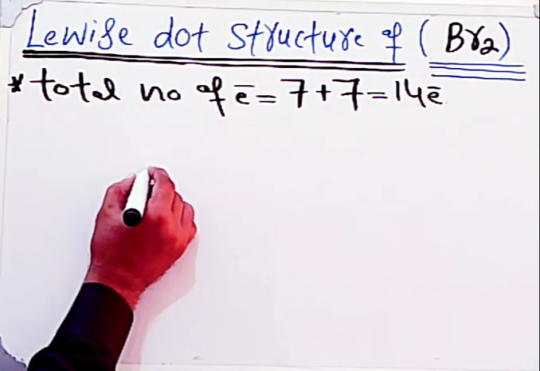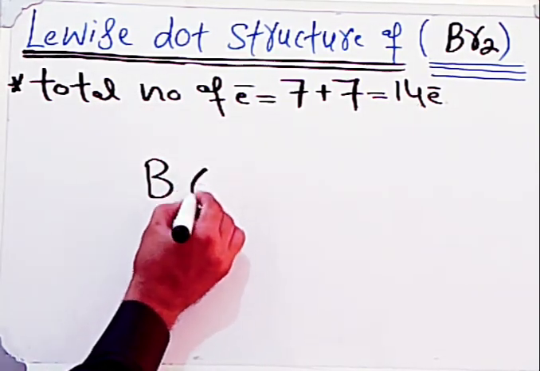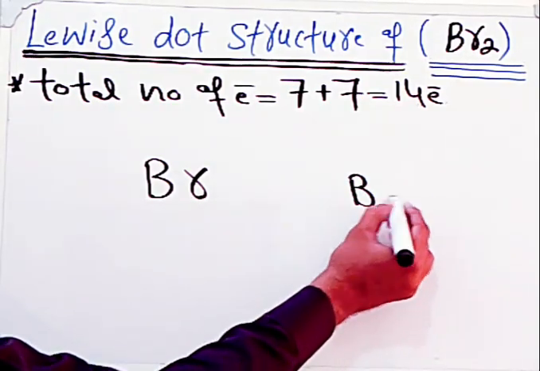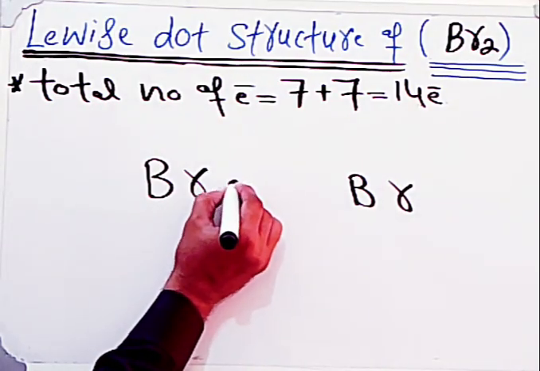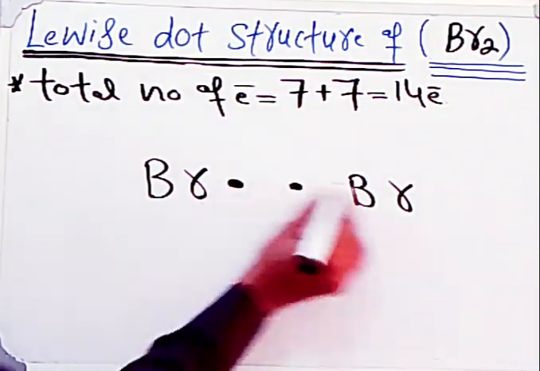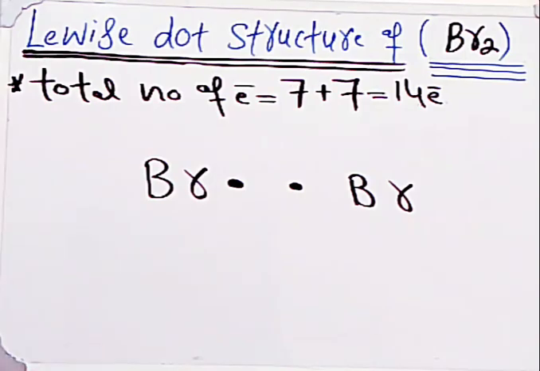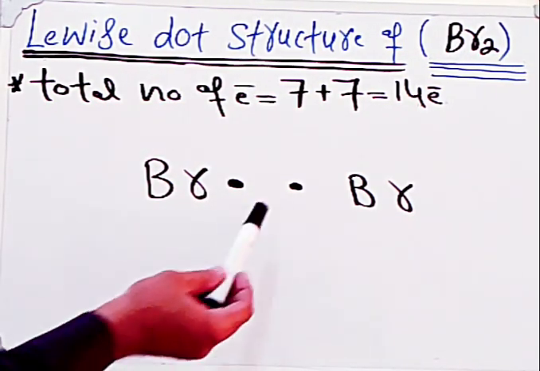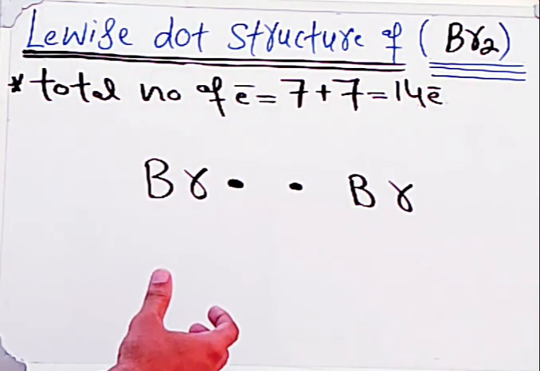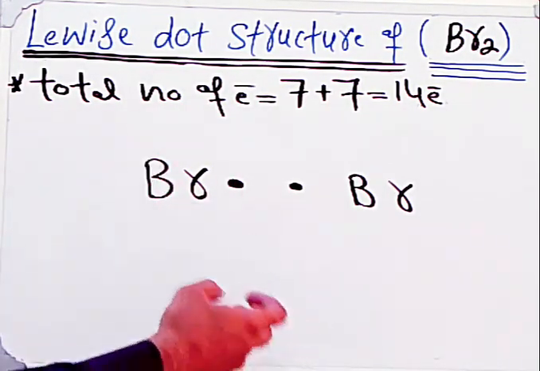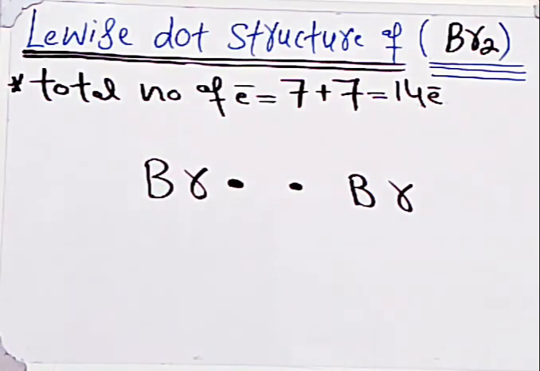So students, this is one bromine and this one is a second bromine atom. First of all, we place a pair of electrons between both of the bromine atoms to make a single covalent bond. After placing a pair of electrons between both of the bromine atoms, we justify the octet rule for the outside atoms, which are bromine.